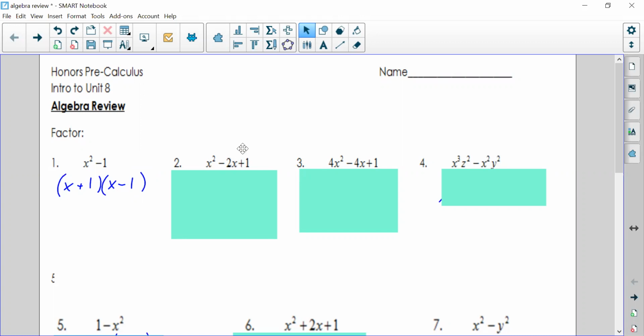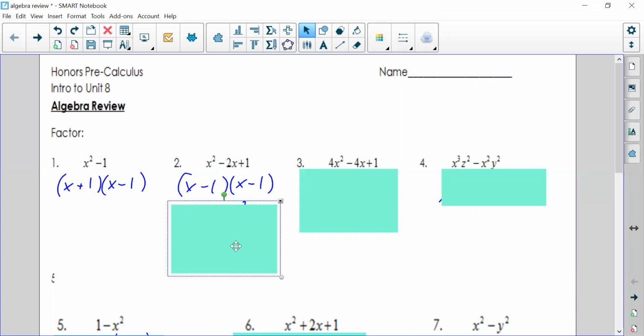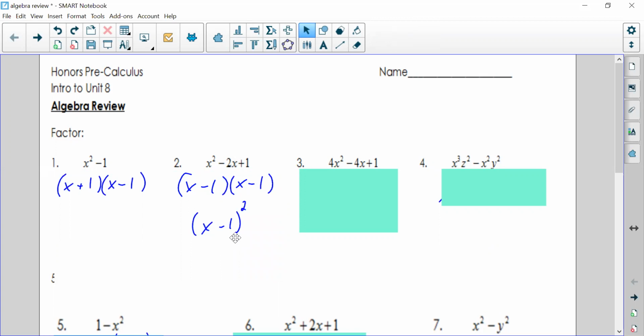Here you have to find two numbers that multiply to 1 and add to -2. It happens to be -1 and -1. But these two binomials are the same, and since you're multiplying them, it's really just x minus 1 squared. So that means this trinomial is a perfect square trinomial because it was just one thing squared. Same thing with this. This is 2x minus 1 squared.